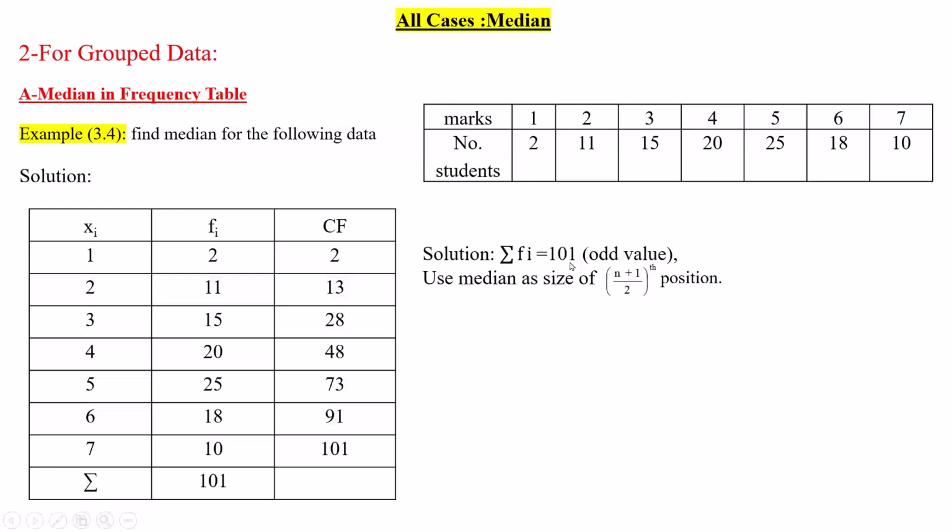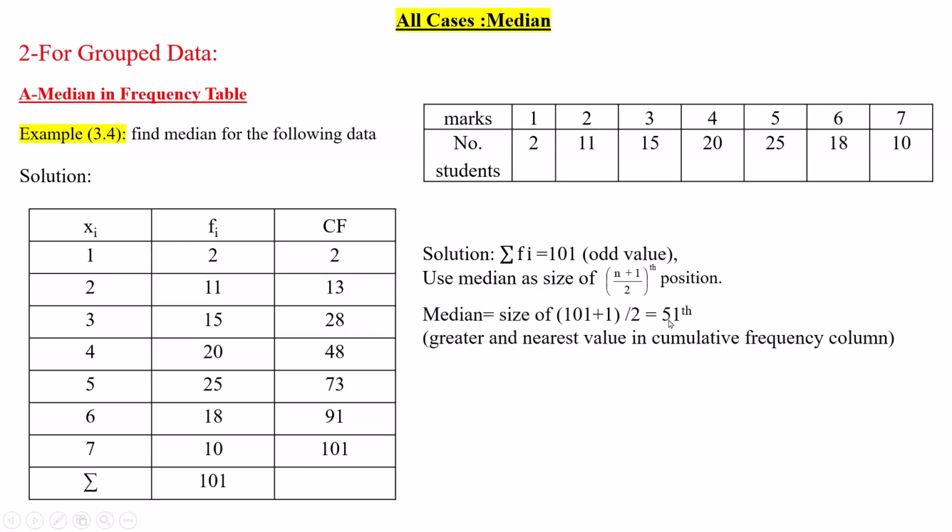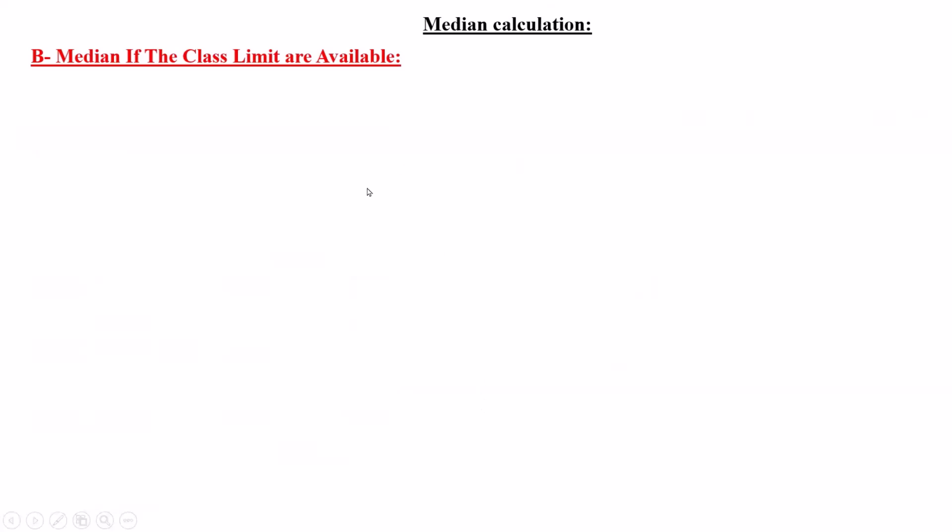It's an odd value. So the median class can be found by this formula, n plus 1 divided by 2. N plus 1 divided by 2 is 51. We have to select the median class in cumulative frequency. We have to determine the median class as the cumulative frequency greater than 51 and nearest. This one, 73, is nearest and greater. This one will be the median class and 5 becomes the median. That's the solution.